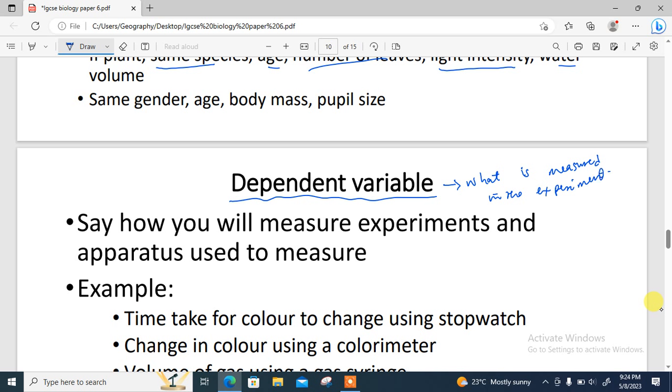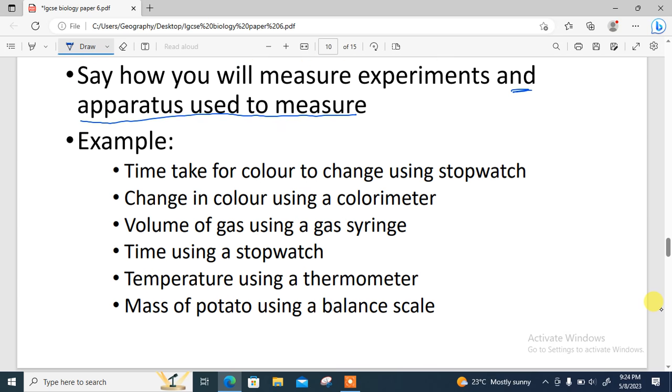Now, you should say how you will measure it in the experiment and always include the apparatus you use to measure. Include the apparatus you use to measure. Now, an example is this. You take time taken for color to change. So the time taken is what you're measuring, and in that case, you use a stopwatch. Now, for change in color, you use what is called a colorimeter. You use that to check the change in color. Now, volume of gas: when you want to measure volume of gas, you use a gas syringe.